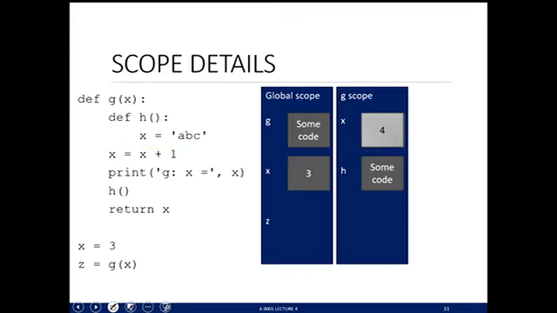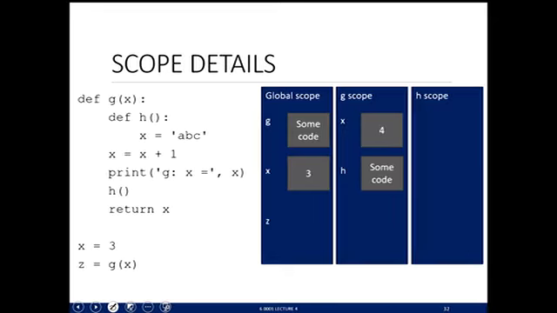Then I'm printing out this line. And then I've reached h, which is actually a function call. As soon as I make a function call, I'm creating another scope. So I'm temporarily going out of the scope of g and going into the scope of h. Python knows that h contains some code, and now I can go inside h and do whatever I need to do. h doesn't have any parameters, so I don't need to populate anything.